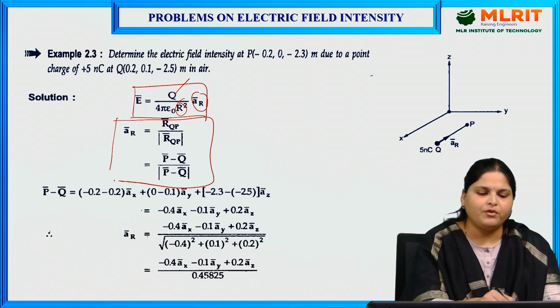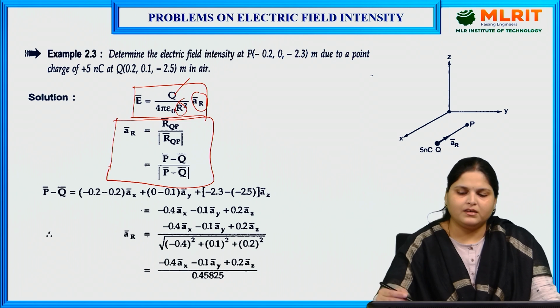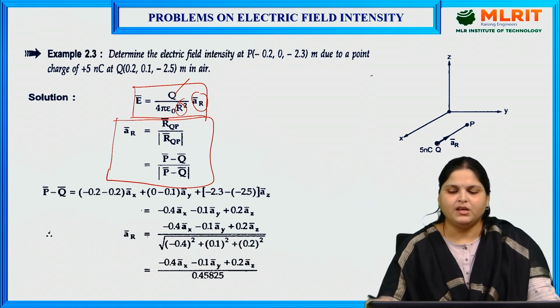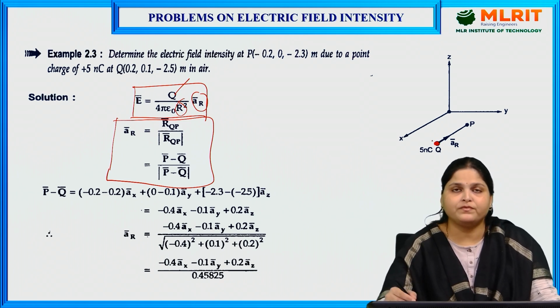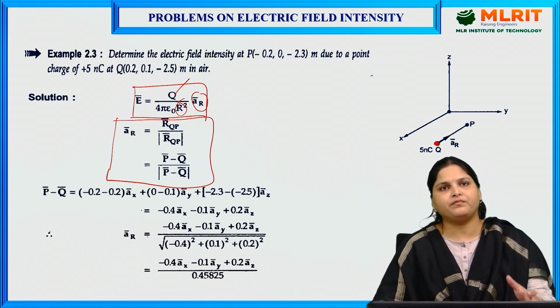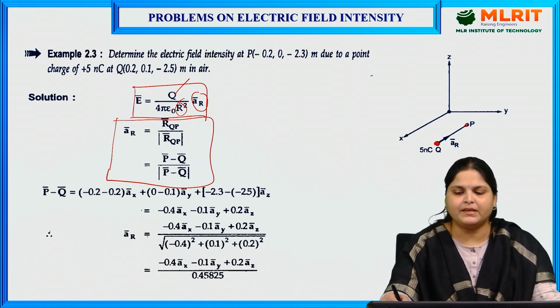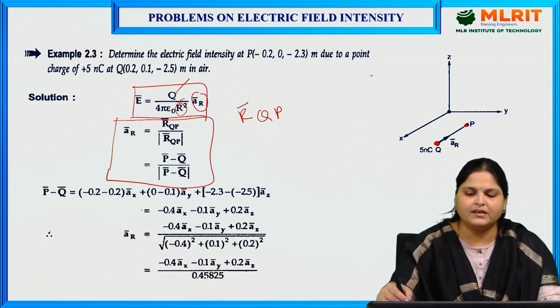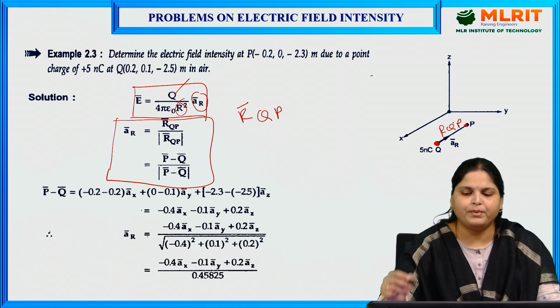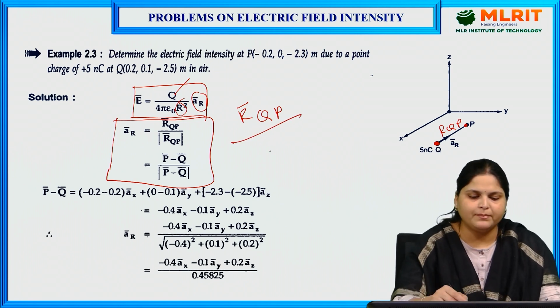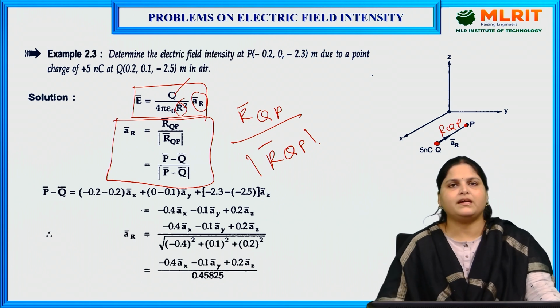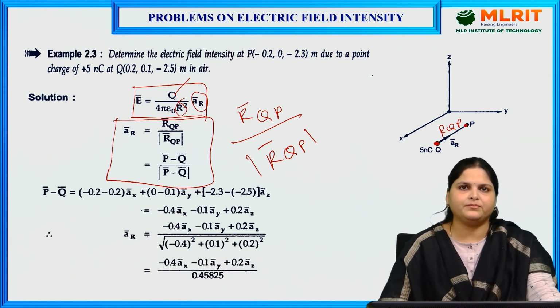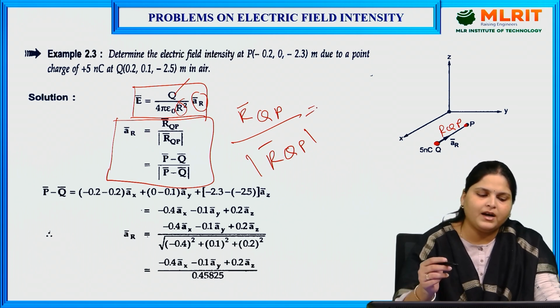The formula for AR is R QP, because the charge due to which the field is produced is at Q and the charge on which we are finding out field intensity, that location is at P. So we will write it as R QP. This is the vector R QP divided by mod of R QP, that is the AR unit vector. So first we need to find out the R QP vector.